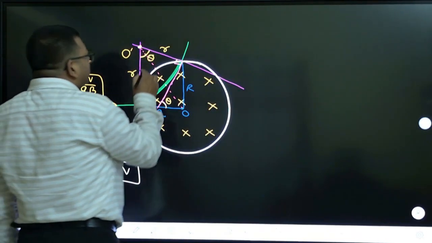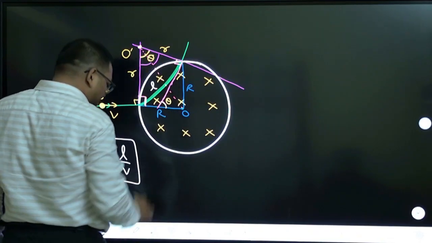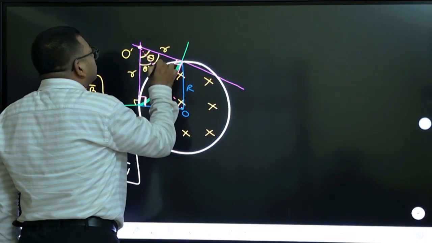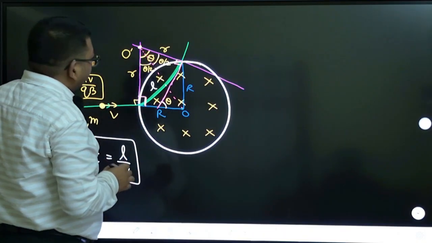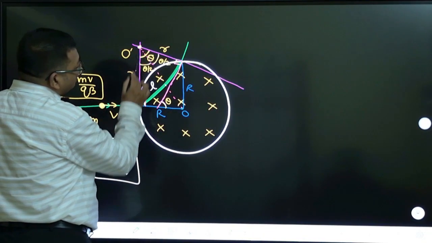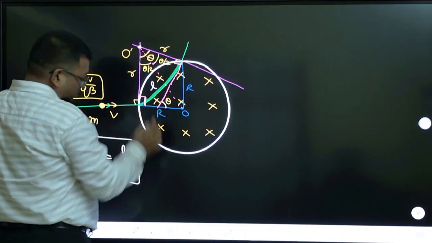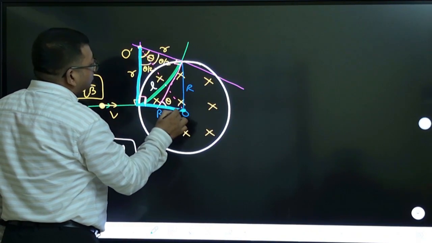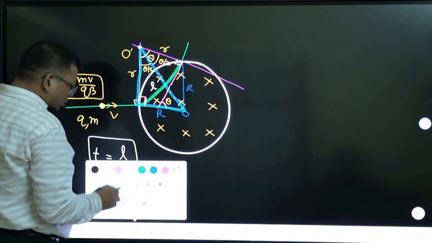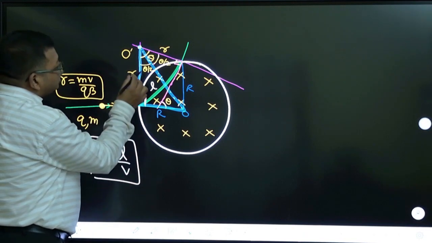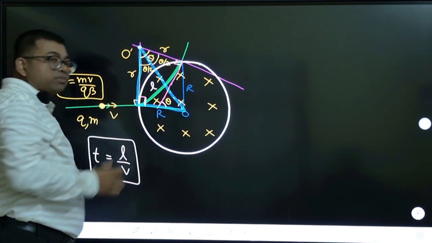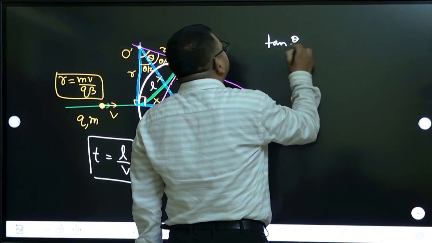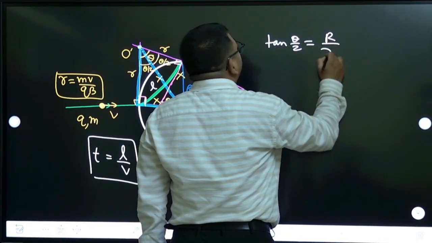So I can definitely say that these angles will be half angles. Yes, this angle will be theta by 2, equal angles, right? Now if I take this triangle, definitely it's a right triangle. I will highlight that triangle. So in this triangle, tan theta by 2 I can write as capital R by small r. That is the key. Once it is done, over. So tan theta by 2 is capital R by small r, right?